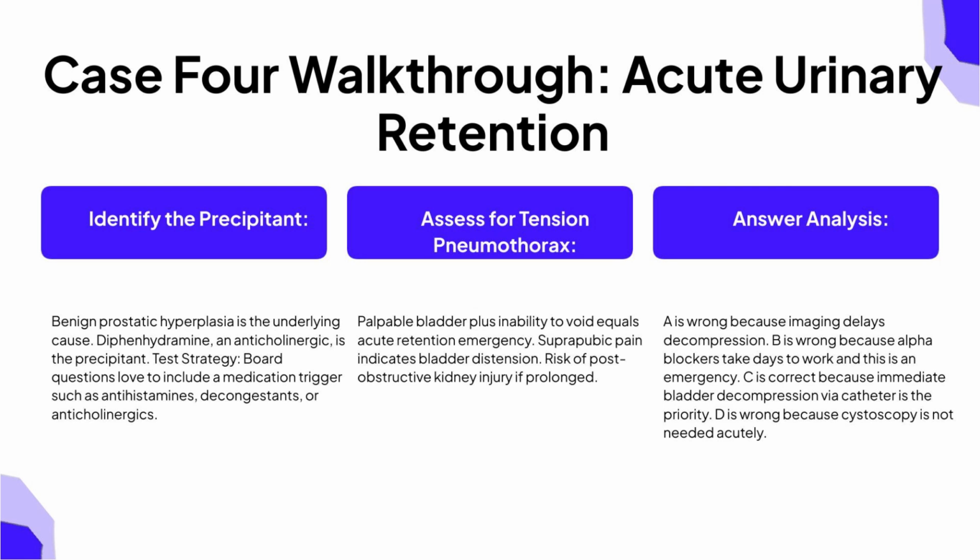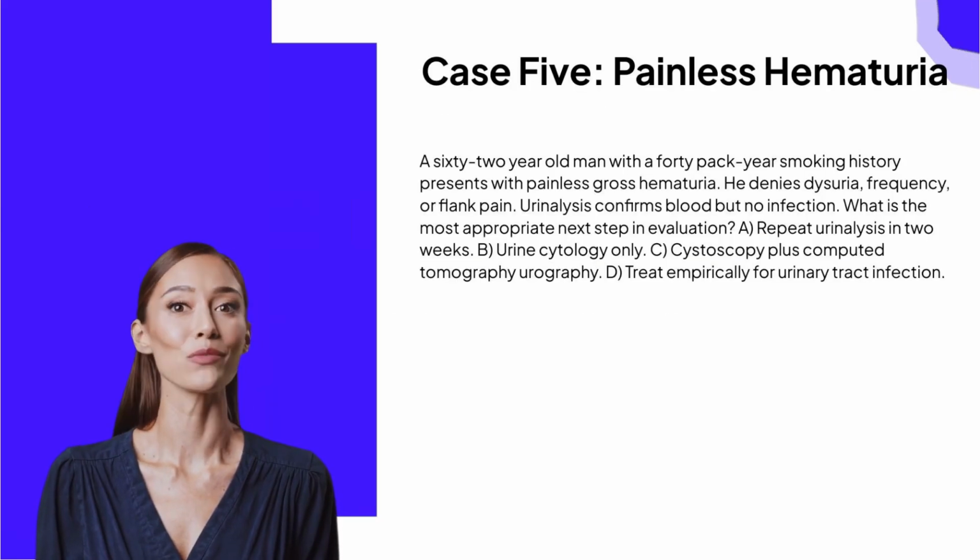Answer analysis. Imaging delays decompression. A is wrong. Alpha blockers take days to work, and this is an emergency. B is wrong. Immediate bladder decompression via catheter is the priority. C is correct. Cystoscopy isn't needed acutely. D is wrong. The correct answer is C. Place urethral catheter immediately. Case 5 is critical for boards.